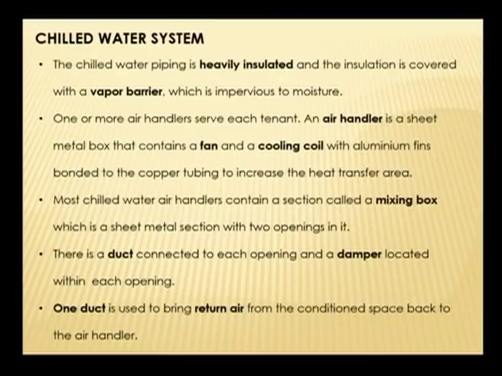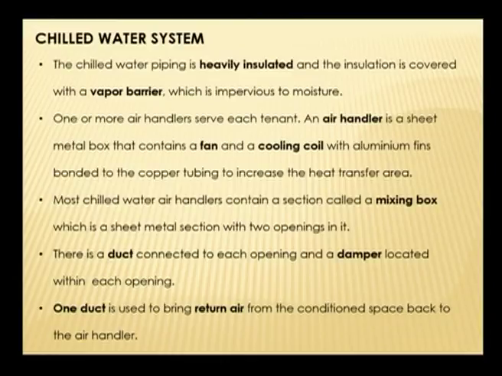So, one or more air handlers serve each tenant depending on the cooling capacity they have to serve. An air handler is a sheet metal box that contains a fan and a cooling coil with aluminum fins bonded to the copper tubing to increase the heat transfer area. Most chilled water air handlers contain a section called the mixing box, which is a sheet metal section with 2 openings in it. There is a duct connected to each opening and a damper located within each opening.